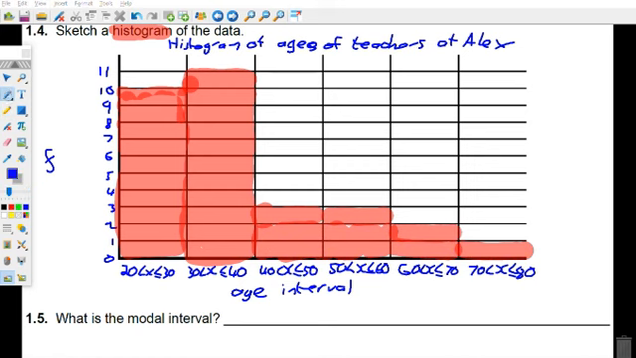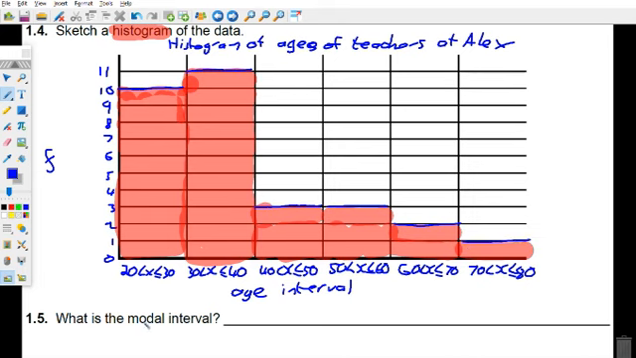So we can interpret this data. Let's have a look. It reaches here at 10. So between 20 and 30, there's going to be 10. Between 30 and 40, there's 11. 40 and 50, there's 3. 50 and 60, there's 3. 60 and 70 is 2. And 70 and 80 is 1.